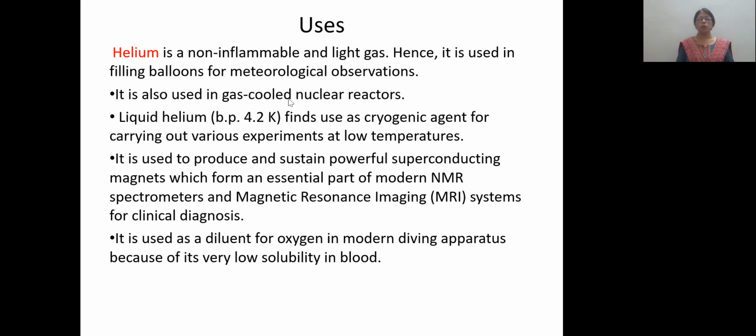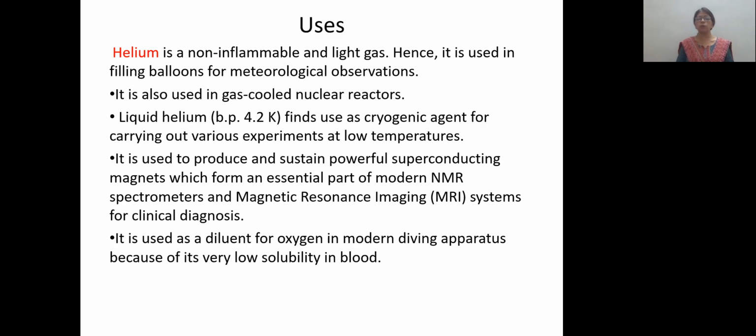The uses. The uses of helium: it is a non-inflammable and light gas. Hence, it is used in filling balloons for meteorological observations. This question has been asked in the board exams: what property of helium makes it suitable to fill the balloons for meteorological observations? And your answer should be that it is a non-inflammable and light gas.